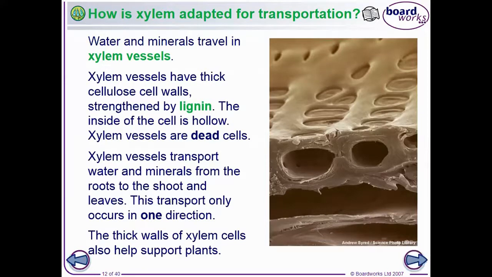So the thick walls of the xylem cells also help support the plant. So the xylem vessels actually help in giving the plant some structural support because of the lignin, okay? So all of these features together allow the xylem vessel to be able to carry out its function, transport of water and minerals very effectively.